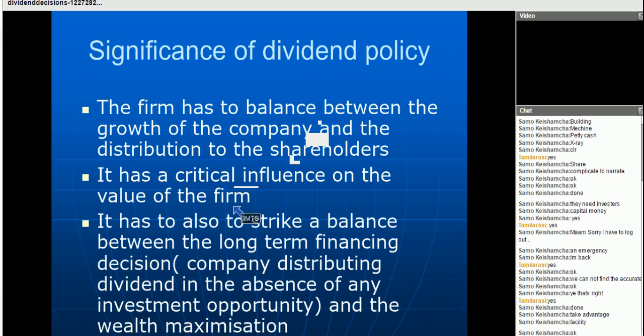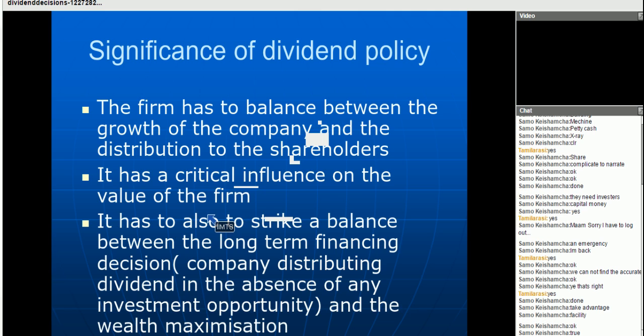Yes, if our dividend policy is not properly designed, if we are overpaying the shareholders, then as a company we will be in loss. If we are underpaying them, then the shareholders will not be happy, and the goodwill of our company will be affected by this. So we have to strike a balance. Otherwise, the value of the firm will be influenced.